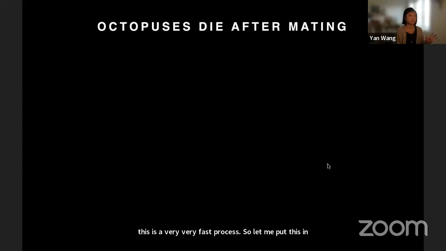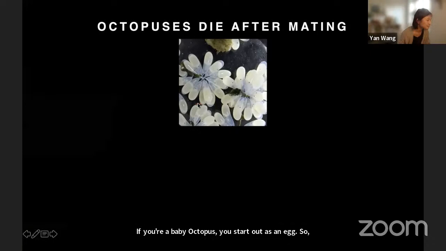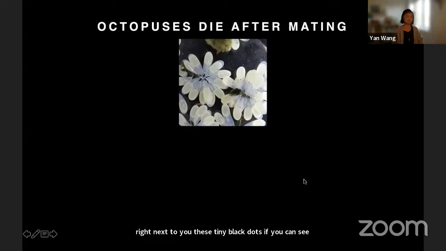If you're a baby octopus, you start life out as an egg. So, here's you and all of your siblings right next to you. These tiny black dots, if you can see them, are your developing retinas. These eggs will hatch pretty much all at once. And as soon as these octopuses hatch, they can do a lot of things that an adult octopus can do.